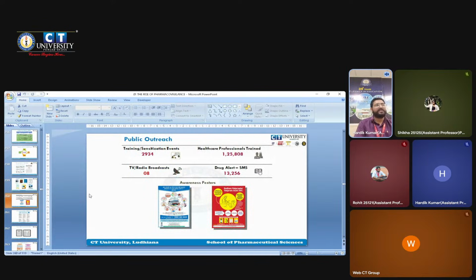Public outreach programs are also there. There are more than 2,000 training and sensitization events. Healthcare professionals trained number more than 1 lakh. TV and radio broadcasters are more than 8. Drug alerts are more than 13,000. Awareness posters are also circulated by the government from time to time.